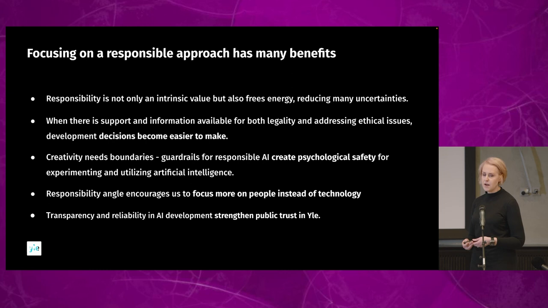The responsibility angle encourages us to focus more on the people instead of the technology, which is very important to us. That's one of the core values of Yle, that we focus not on the technology, but on the people. And transparency and reliability in AI development strengthen public trust in Yle, which we want to keep. Over 80% of Finnish citizens trust us, and we would like to keep it that way, so we don't use AI in anything that might diminish that trust.